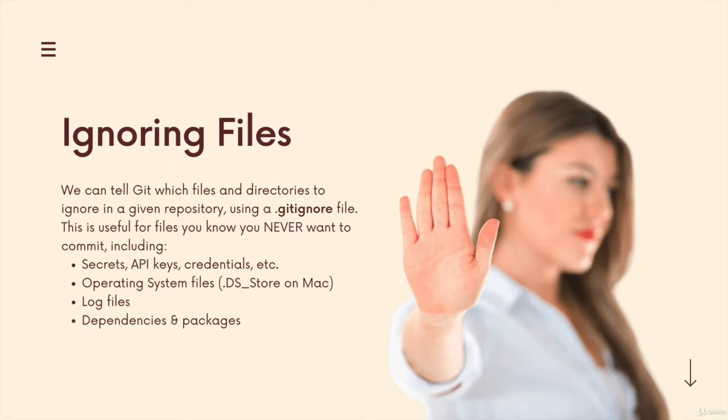Other things include operating system files. So on a Mac, there are these pesky .DS_Store files. They have nothing to do with your project or your code. They just show up in directories. They're system hidden files, so you don't want to track those with Git. There are similar files on Windows with a different name.